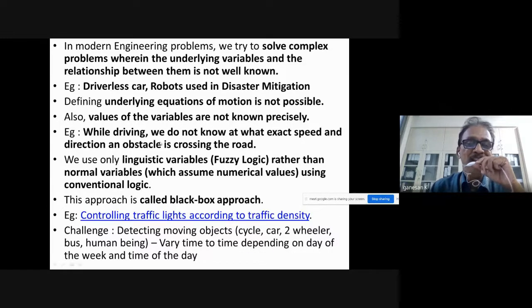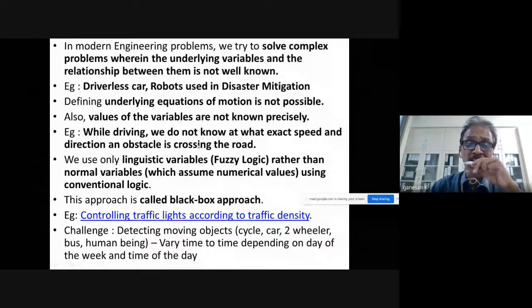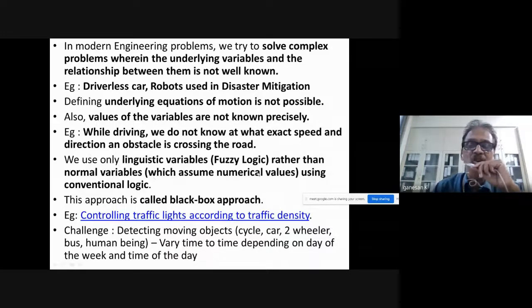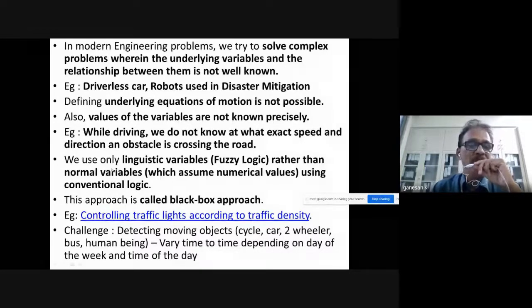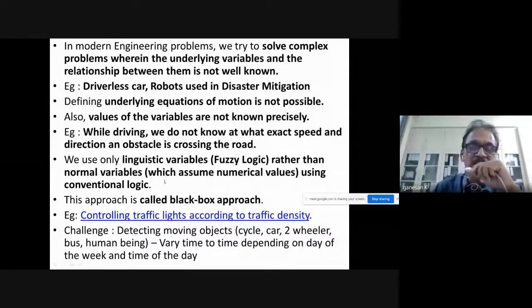So what we use in these cases are something called linguistic variables. The logic which we are going to use for solving this kind of problem to take a decision is something called fuzzy logic. In conventional nonlinear dynamical systems, the variables are normal variables assuming numerical values, which may be real or integer, positive or negative, it doesn't matter. And most of the decisions you make are based on conventional logic, which we can call binary logic or digital logic.